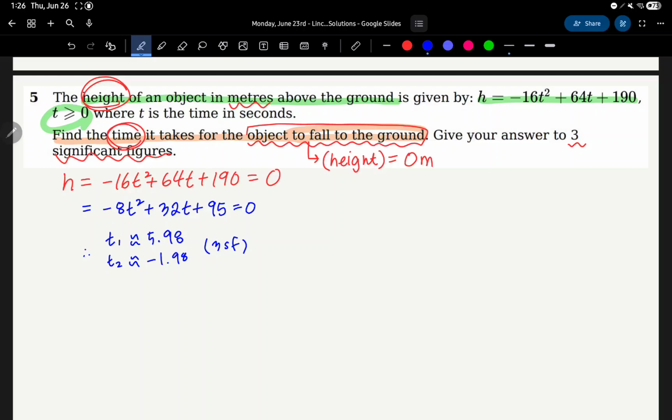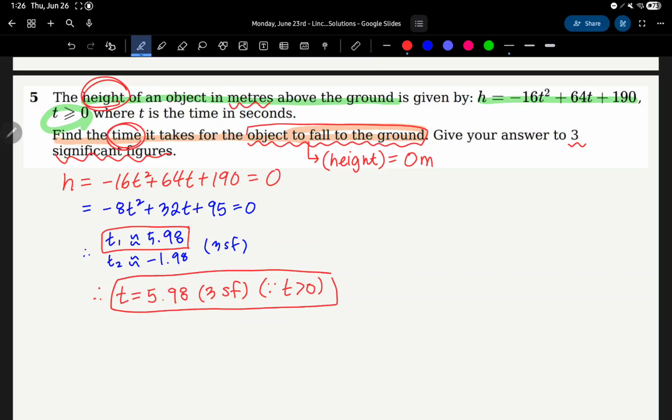However, we are only getting the time in greater than 0. Why? Because can you measure time in minus? No, you can't. So the only way you can get the time is that it's greater than 0. So our answer is going to be t is equal to 5.98, 3 significant figures, and because t is greater than 0. So we always need to write the condition. There you go. That is our answer for number 5.